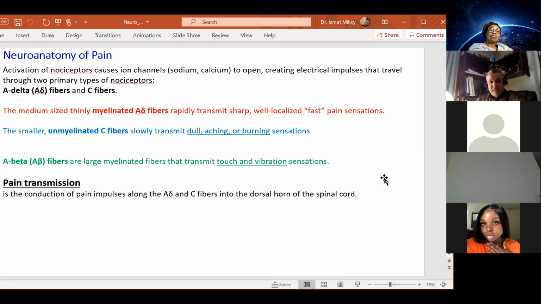The smaller ones, the C fibers, transmit the dull, aching, burning sensations. They are poorly localized and often constant, like patients who would have a dull sensation that is sometimes constant. There's another type of fiber called the A beta. They are large and myelinated, so they are covered with myelin sheath, and they transmit touch and vibration sensation. Normally, they do not transmit pain.